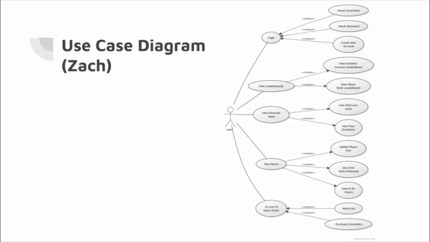The next main action is play match. Within this, there are 3 actions on our diagram. Update player elo, which elo is just a number used to calculate player rank and use in matchmaking. There's also give post-match rewards and search for match. Again, these are included in play match for the same reasonings.